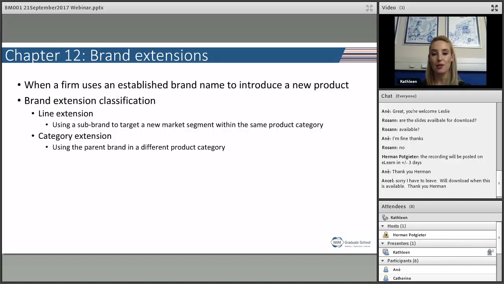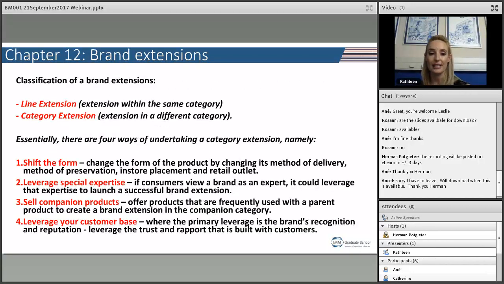When a firm uses an established brand name to introduce a new product, there are two main types of extension choices they have. They can use a line extension, where you are introducing a brand within the same product category. For example, when Coca-Cola offers a different flavor. Or you can have a category extension, which is where you introduce a product into a completely new product category. An example would be Coca-Cola selling Coca-Cola flavored lip ice. Not the same product category at all, but it is still using the same brand name or leveraging that brand name.